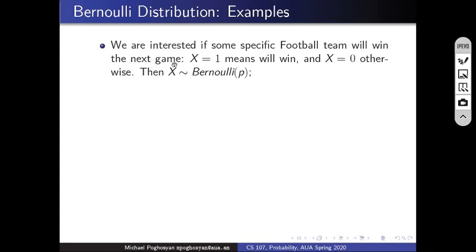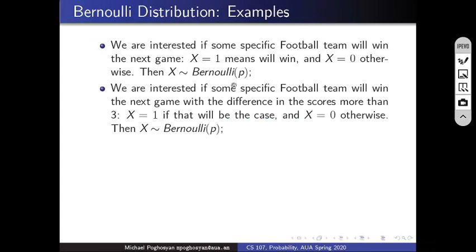Okay, another example is we are interested if some specific football team will win the next game. X is 1 means it will win, and x is 0 means they will lose. So x is Bernoulli p, and p is the probability of winning for that football team. Or with the same experiment, again the same football team, we are interested if that team will win the next game with the difference in scores more than 3.